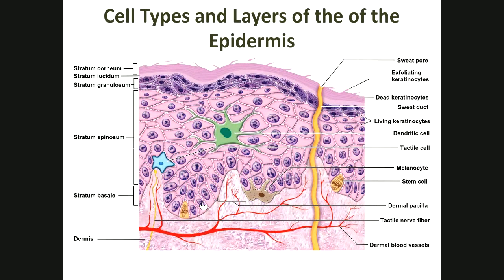The next cell is the melanocyte. Here you can see the melanocyte in the skin. The melanocytes are scattered among keratinocytes, and the melanocyte can make melanin pigment. This melanin pigment can be made in response to UV light. The number of melanocytes is the same in all skin colors. So in light skin individuals and dark skin individuals, the number of melanocytes is the same.